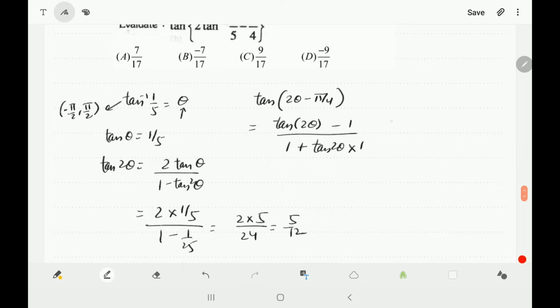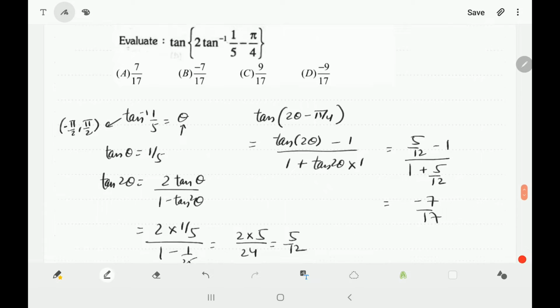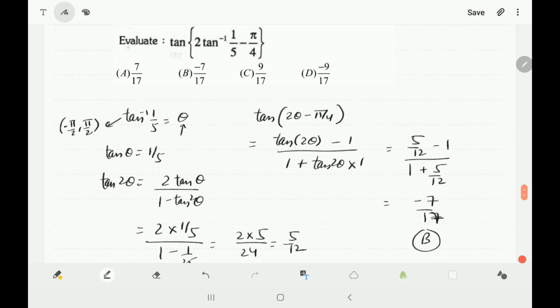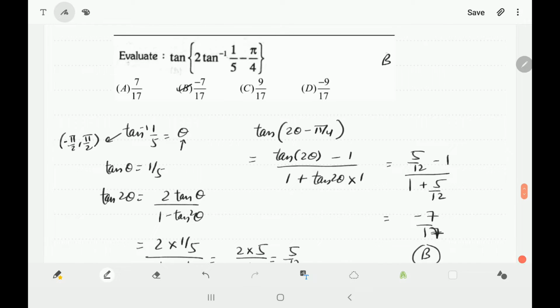Okay. So we can write this term as 5 by 12 minus 1 upon 1 plus 5 by 12. So if you take LCM, you will get minus 7 by 17. So the answer for this problem will be option B. Okay. Minus 7 by 17. So the answer for this problem is option B. I hope it is clear.